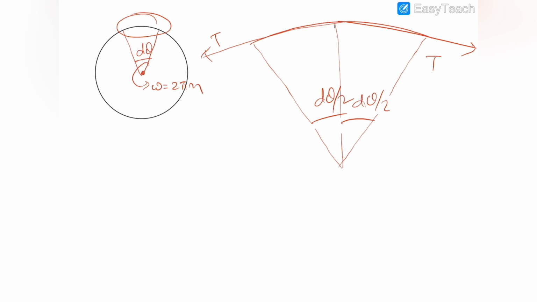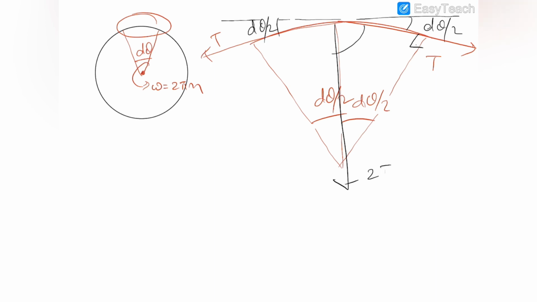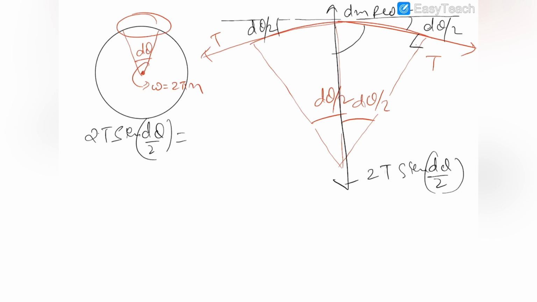The net component of the tension in the downward direction will be 2t. This angle is 90 minus d theta by 2, and this is d theta by 2. This is also d theta by 2. So this is 2t sine d theta by 2. It is balancing dm r omega square. So 2t sine d theta by 2 is equal to dm. dm will be m by 2 pi into d theta into r omega square.